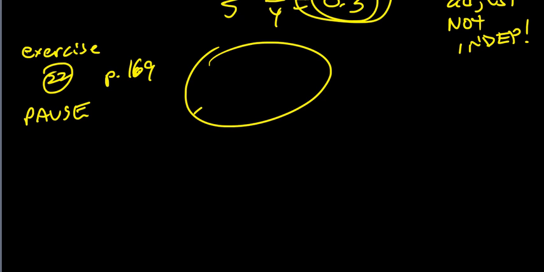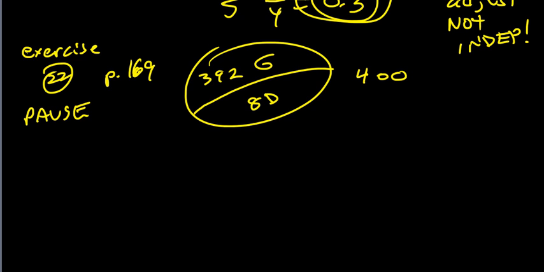Alright, back we go. We've got 400 of these objects. 392 of them are good. 8 of them are defective. The book asks us if we randomly select 3.